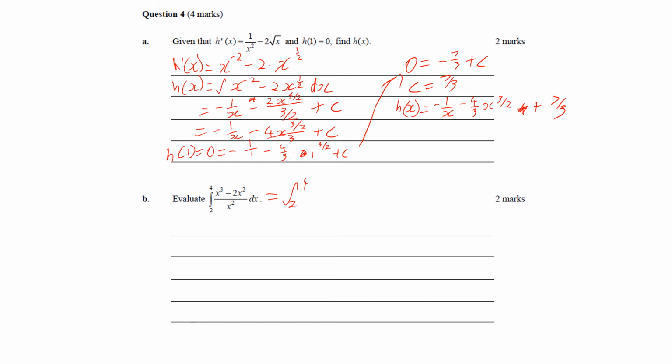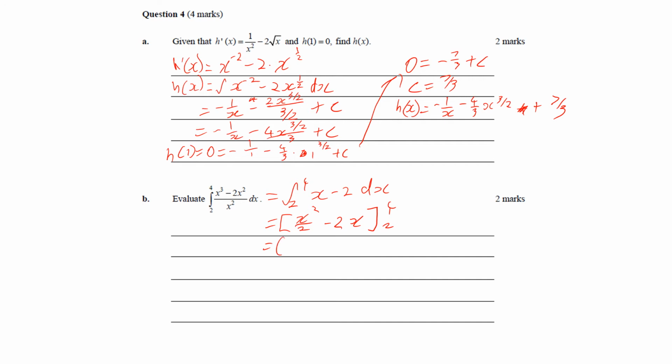So when we do this, we'll get x cubed divided by x squared gives us x, and then take away 2x squared divided by x squared gives us 2 dx. And so then we can carry out our integration. So x will become x squared over 2 minus 2x, and then this goes between 4 and 2.